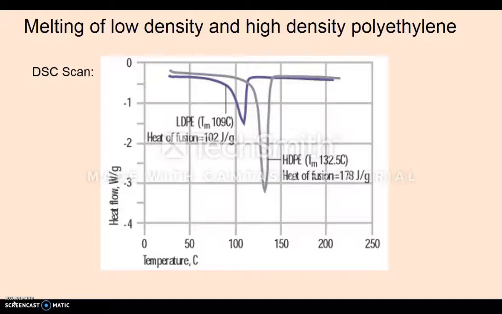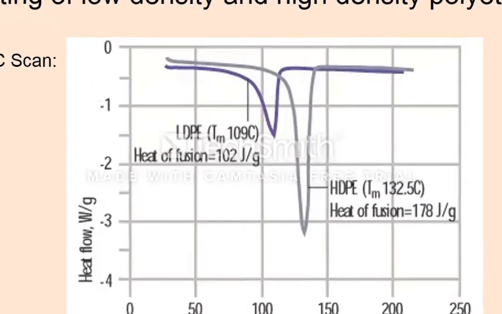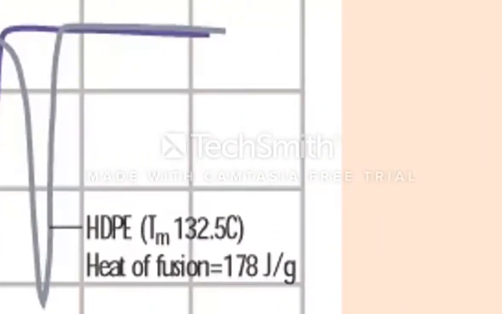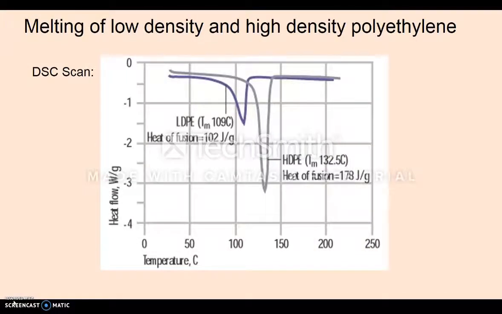for a low density and a high density polyethylene. These curves were generated through DSC, or differential scanning calorimetry. What they show is a distinct melting point for both the low density polyethylene and the high density polyethylene. When you look at the graphs, we can see there's a peak for low density polyethylene at 109 degrees C and for high density polyethylene at 132.5 degrees C.